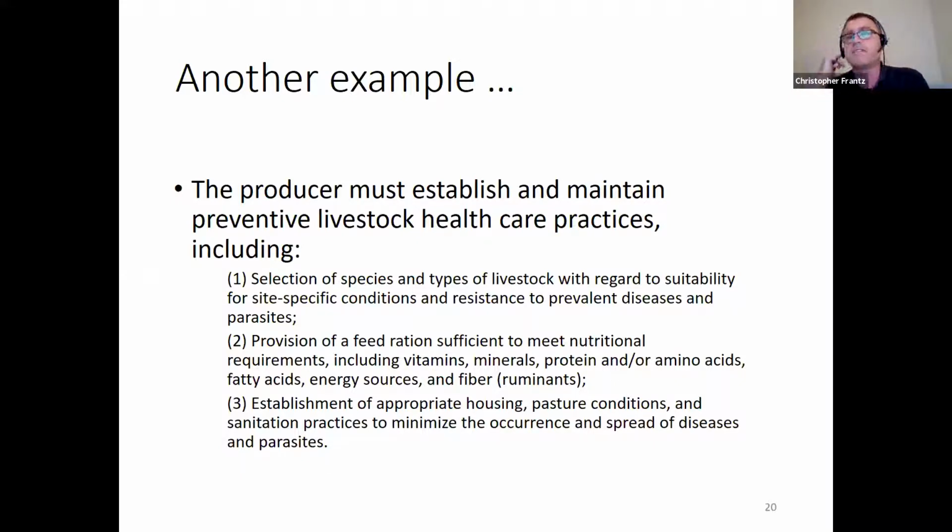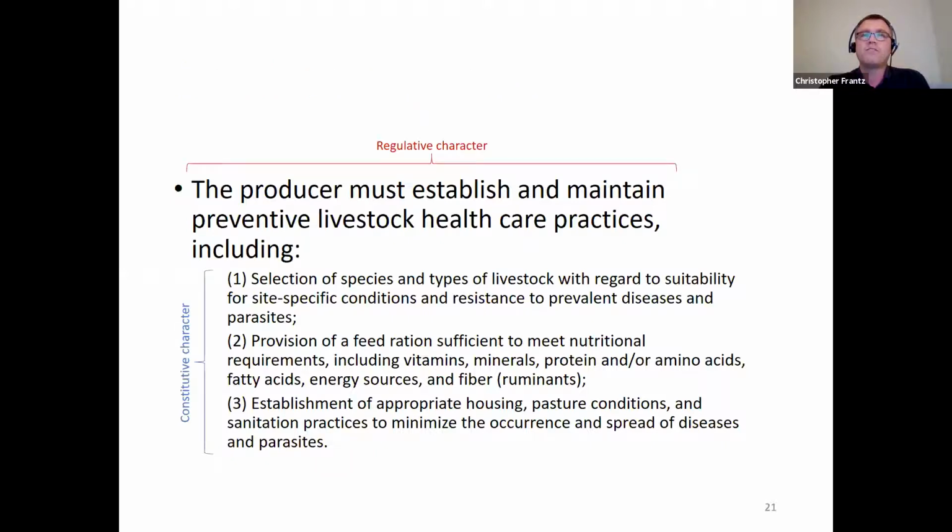It suggests that the producer must establish and maintain preventative livestock healthcare practices, which are defined in the following, including, and so on. If we look at the statement, we can indeed see a primary statement that is regulative. So it regulates or signals expected behavior, or rather expected behaviors, that is establishing and maintaining. So an example of this horizontal nesting, preventative livestock healthcare practices, which are then defined in line by an enumeration of different characteristics that have some constitutive character, because they're defining the healthcare practices.